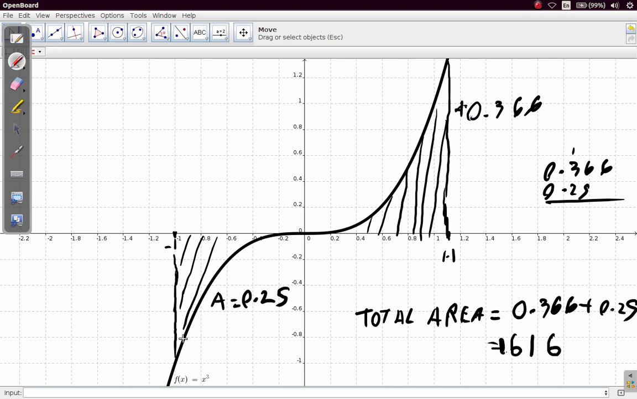So what we get then would be 0.616 units squared.